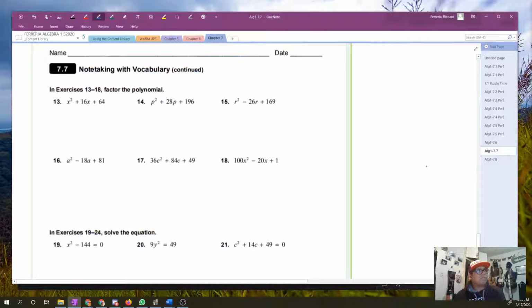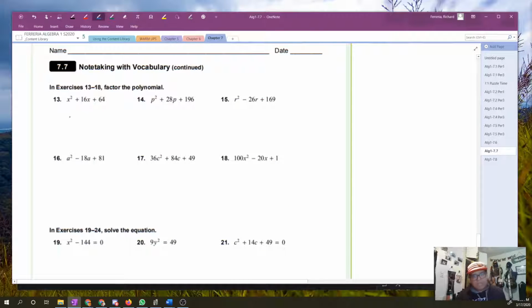Let's try these ones. Do we have perfect squares? Is x squared a perfect square? Yeah, that's x times x. Is 64 a perfect square? Yeah, that's 8 times 8. Okay, and then this is a plus sign. We have 3 terms, so this is a square of a sum. So x plus 8 squared. Not a whole lot to it, really.